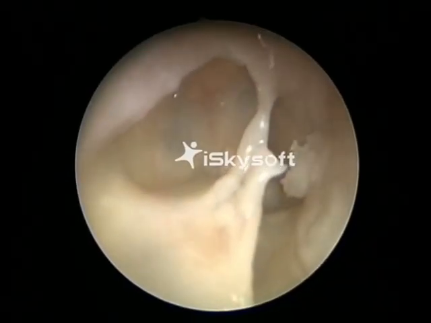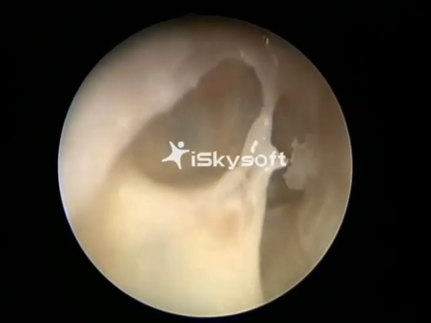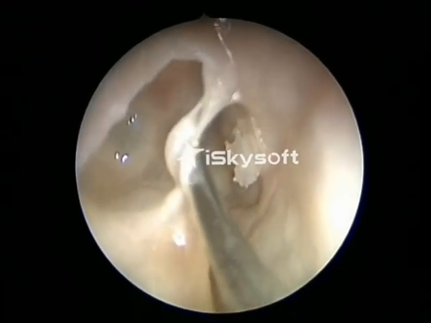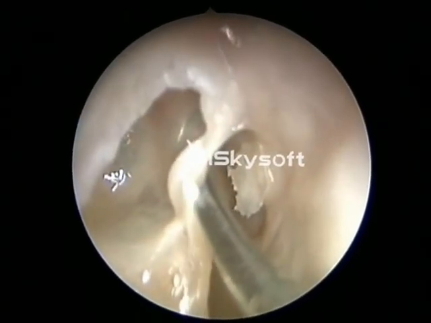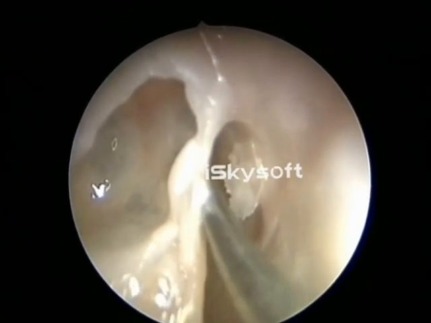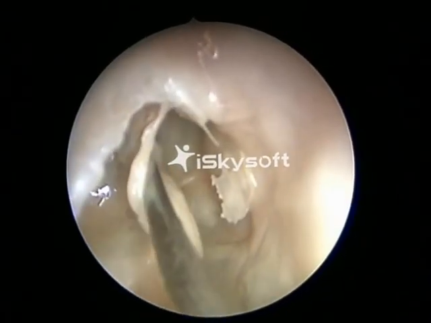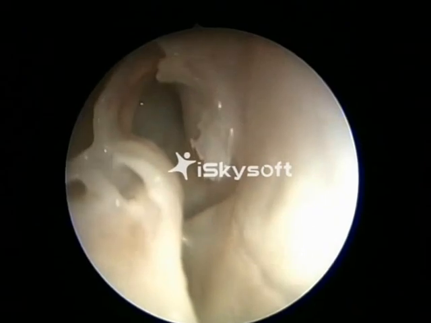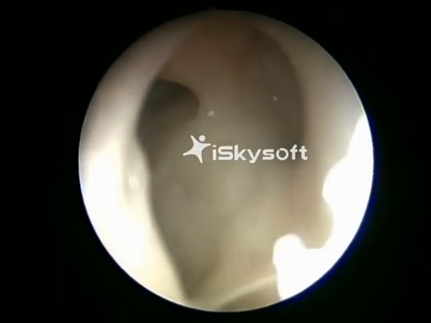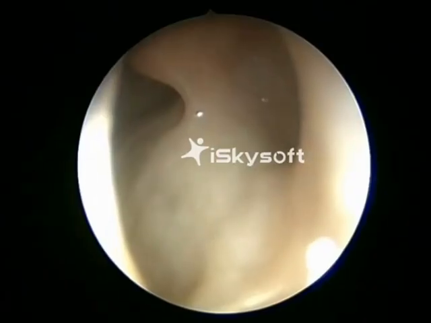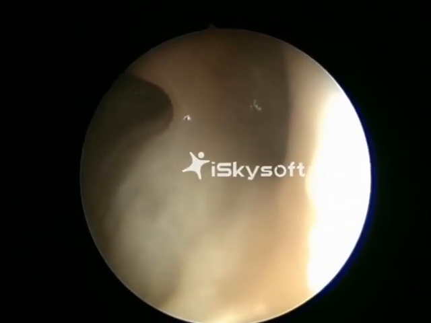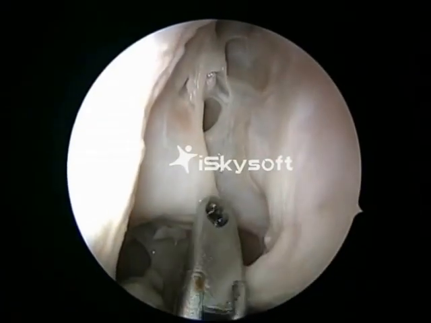We are now using a 70-degree telescope, and that's the agger nasi cell. Now we are going medially, posteriorly, using a frontal ball probe, and we push the agger nasi, that's the half egg, forwards and laterally, and now we are able to see inside the frontal sinus. We are now seeing the posterior table of the frontal sinus. The frontal beak is seen very well.